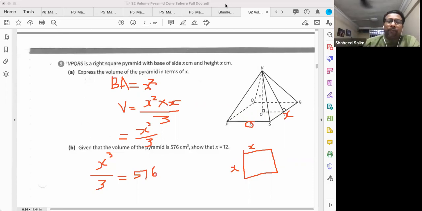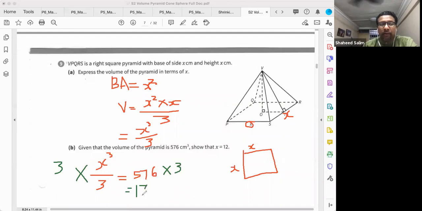How to get rid of the 3? You all know how to get rid of the 3, right? So now, you times this by 3. You also times this by 3. And then you get 1728, right? Okay, we have shown. Now, how do you find x down here? In order to get rid of it, you must do the opposite of cube, which is cube root. So x is equal to the cube root of 1728. You cube root 1728, you will get the answer.